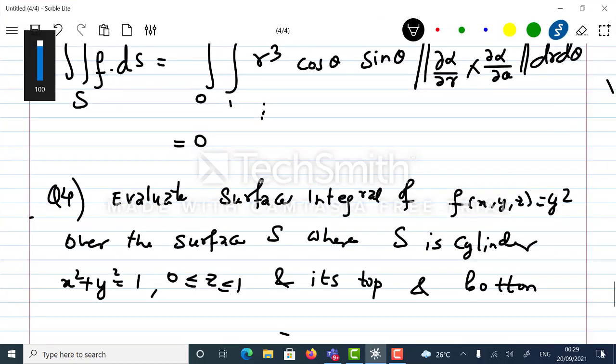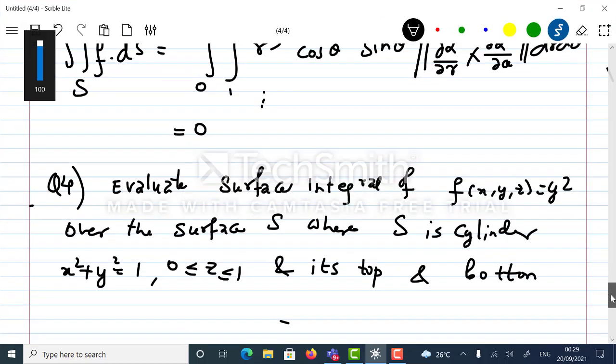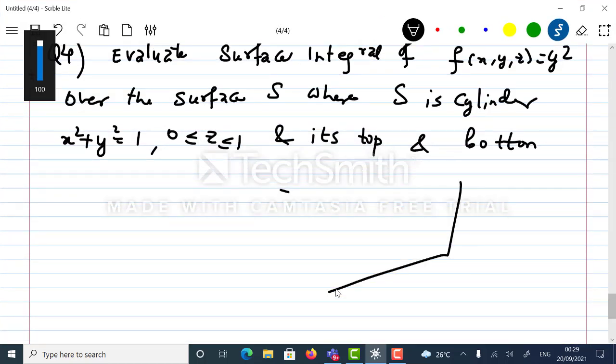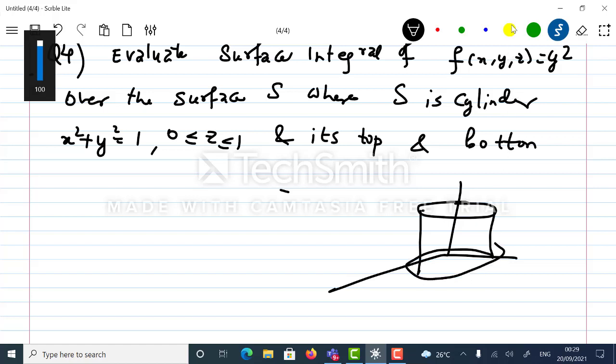When I say z is between 0 and 1, that means my surface area. So far, if a cylinder was given, we were only interested in finding the outer part. But now it is said that the base and top should also be considered. So the complete surface is basically yellow and green.